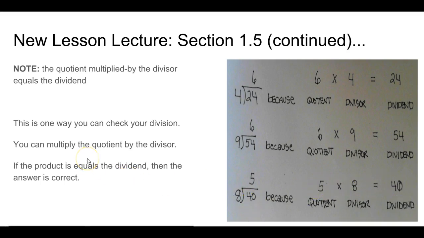So what this means is just like you can take subtraction and use addition to check the answer, like we've been working on and covering, after you do your division, you can actually use multiplication to check your division. Okay, and we'll go into that more. This is an example of how that works on a very simple basis, but it still works.